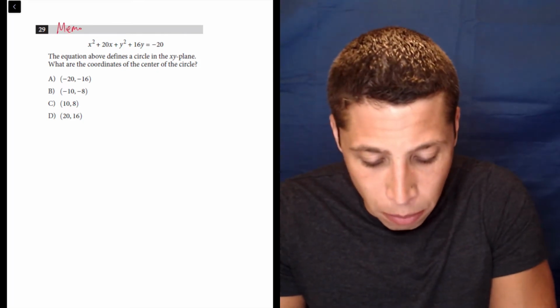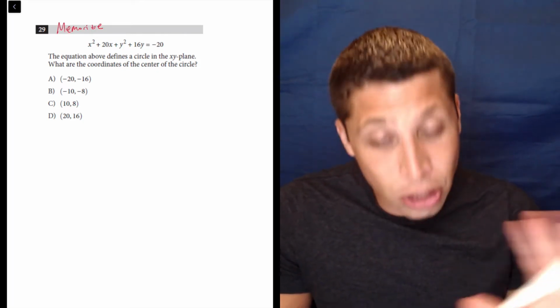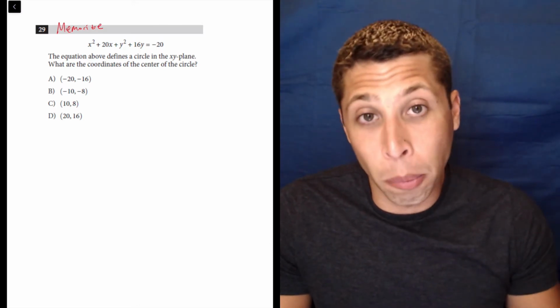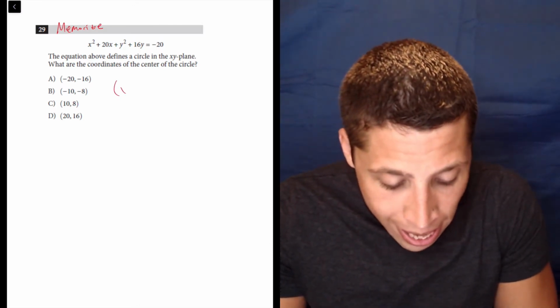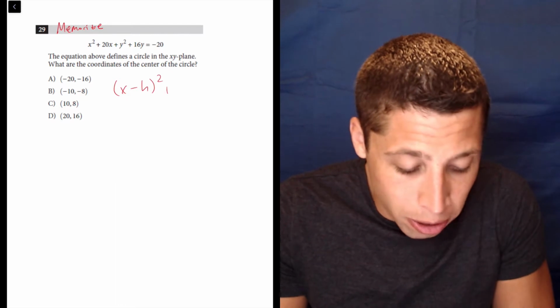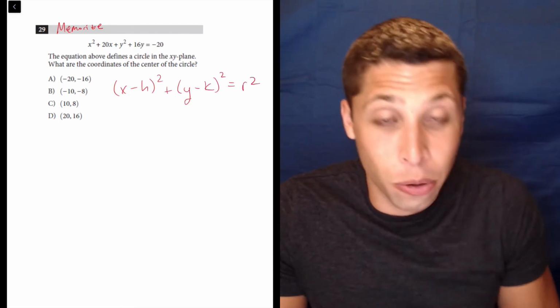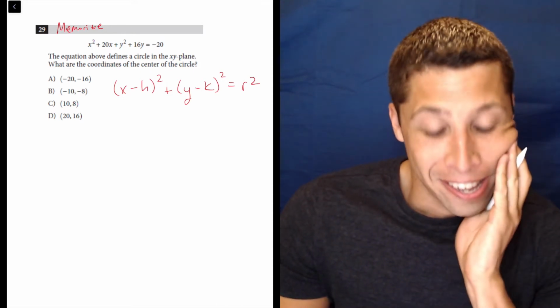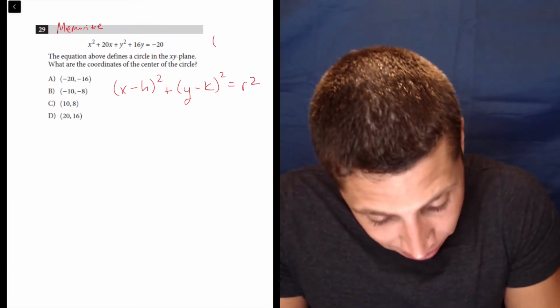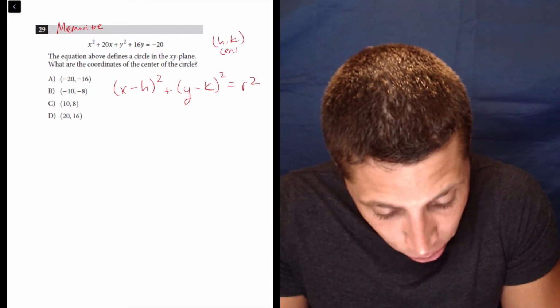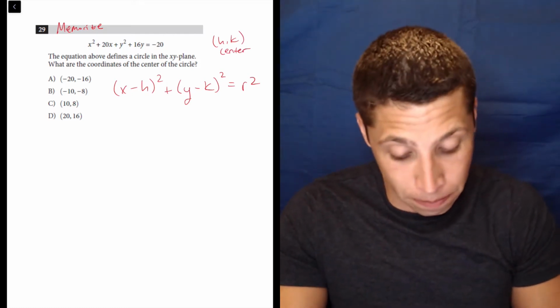So we do need to memorize some stuff for this. So let's start with the overall formula for a circle. X minus h squared plus y minus k squared equals r squared. So (h, k) is the center. So that tells us what we need to look for.